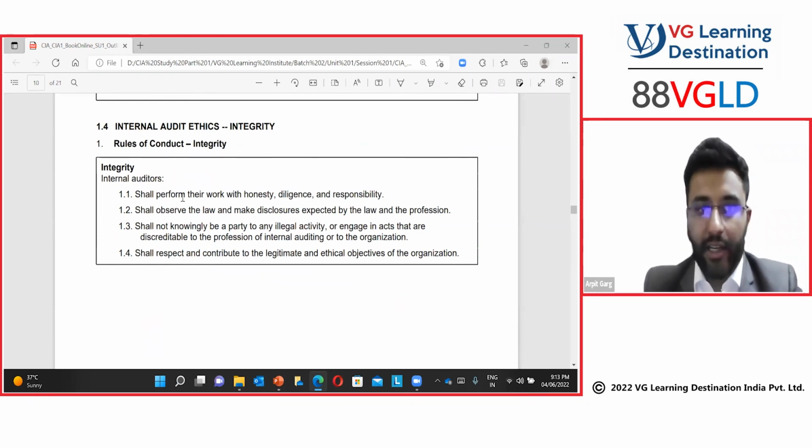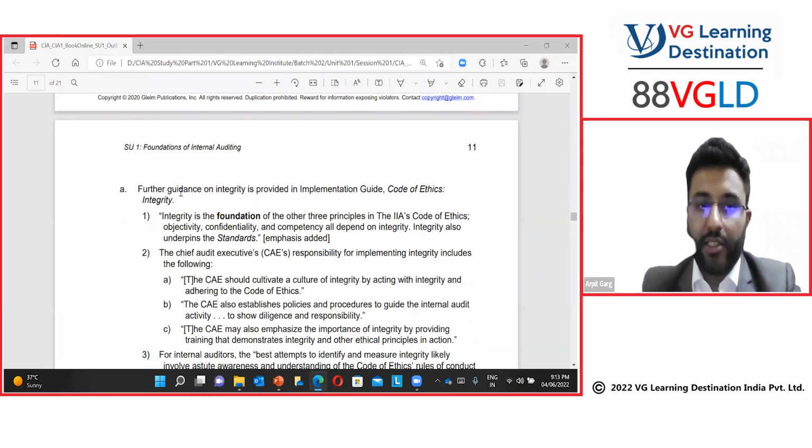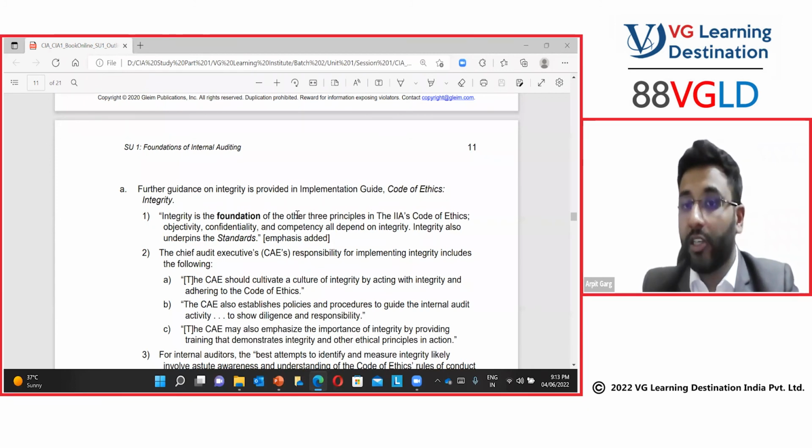Rules of conduct, integrity, we have covered this. Now let's cover this, again a detailed explanation. Further guidance on integrity is provided in the implementation guidance, code of ethics, integrity. It says integrity is the foundation of the other three principles in the IA code of ethics: objectivity, confidentiality, and competency. All depend on integrity. Integrity also underpins the standards.